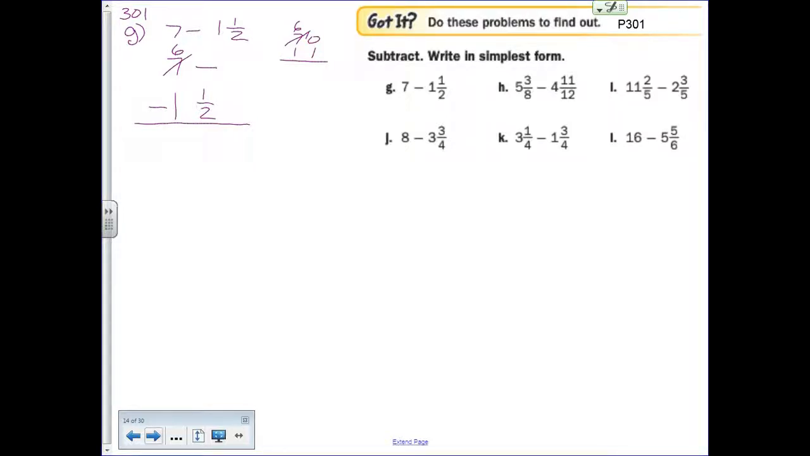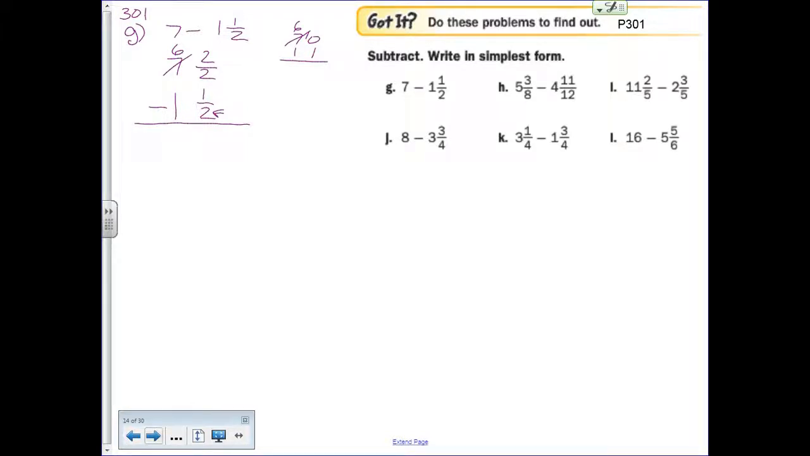Would you put 1 over 1, 2 over 2, 3 over 3? What fraction would you put here? Well, you've got to look at the denominator down here. We need a common denominator to subtract. So my fraction equal to 1 has to be 2 over 2 so that I have a common denominator.